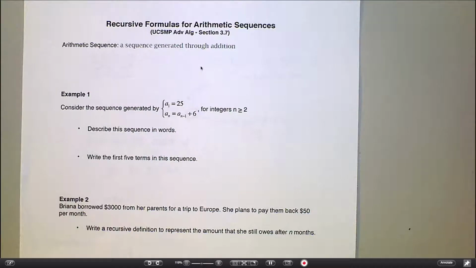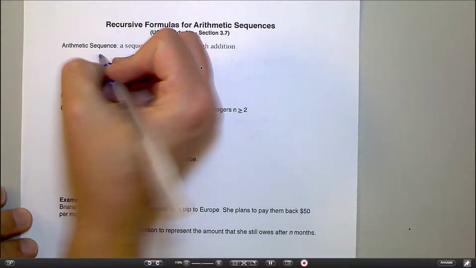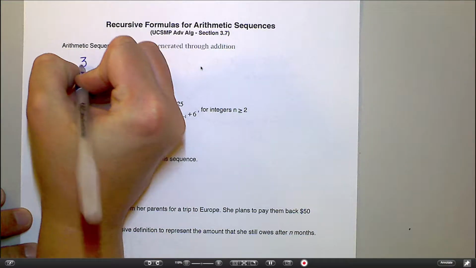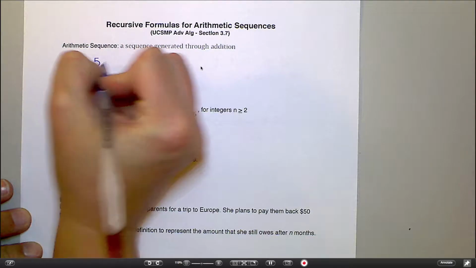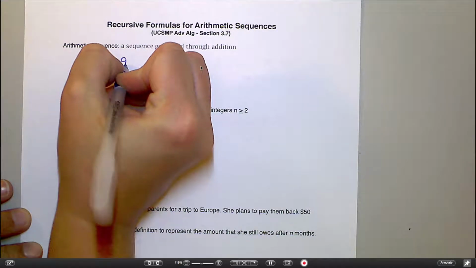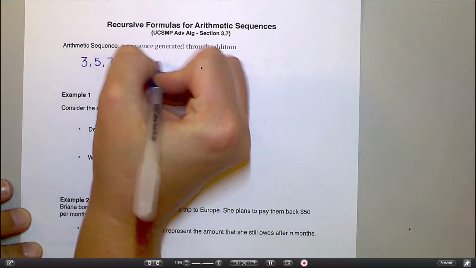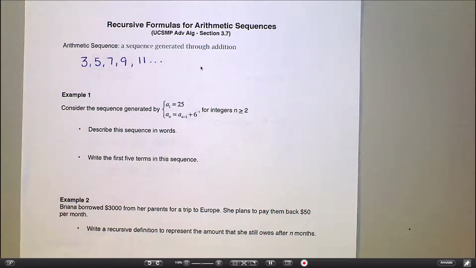An arithmetic sequence is a sequence generated through addition. Okay, a sequence generated through addition. And I'll show you real quick what I mean by that. An arithmetic sequence might look something like this. Okay, 3, 5, 7, 9, 11.